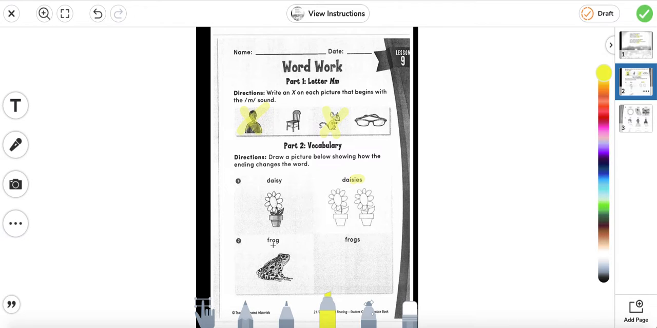So here we have one daisy, and when we have more than one, we say daisies. Great job. So number 2, we have a frog. If we draw one more, I'm going to go ahead and draw a happy face for a frog. I don't know how to draw frogs, but that's okay. So 1, 2. So if I have 2, we say frogs. You add an S at the end. The S tells us more than one. Great job. Okay, we're going to move on.